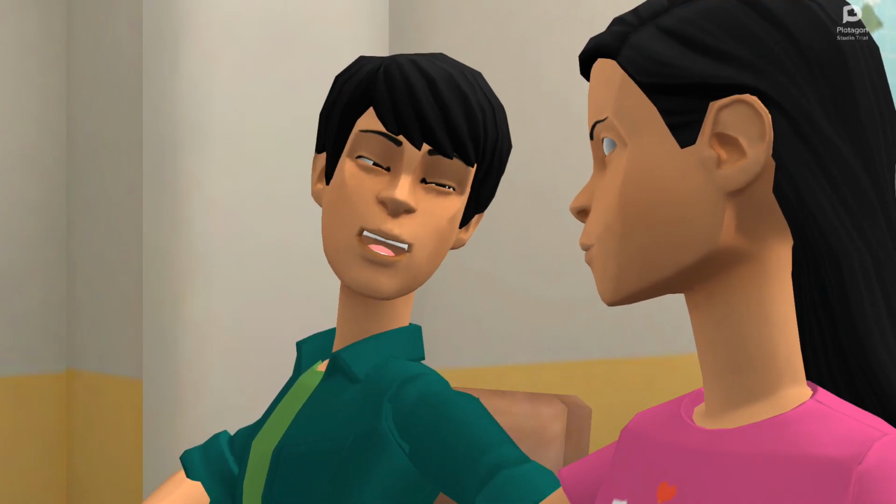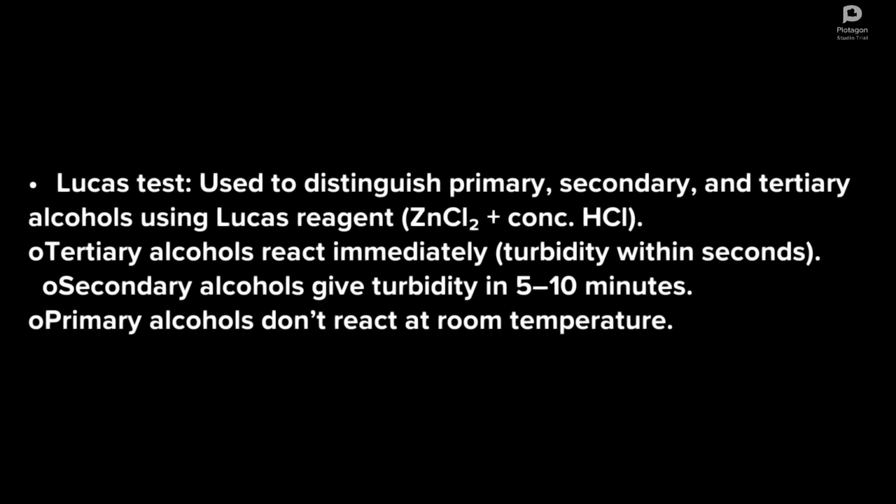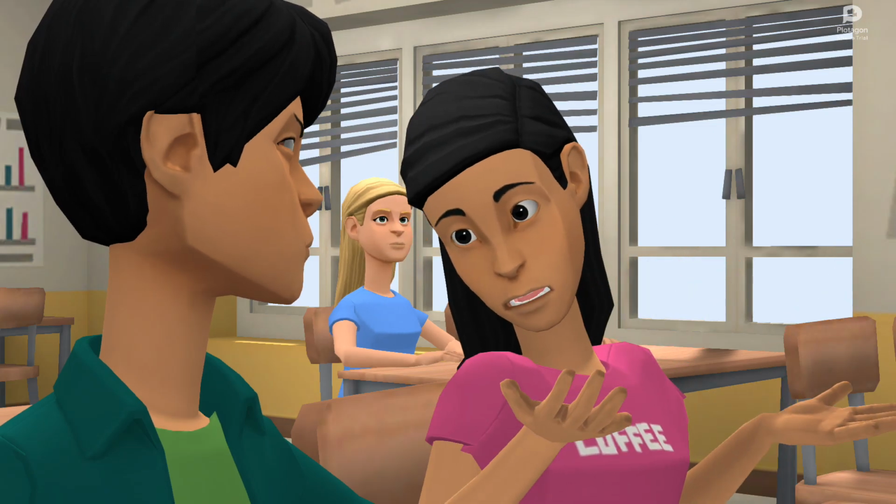Exactly. And if we look at distinction tests, the Lucas test is used to distinguish primary, secondary, and tertiary alcohols using Lucas reagent, ZnCl2 plus conc. HCl. Tertiary alcohols react immediately, with turbidity within seconds. Secondary alcohols give turbidity in 5-10 minutes. Primary alcohols don't react at room temperature. That's a very useful test.